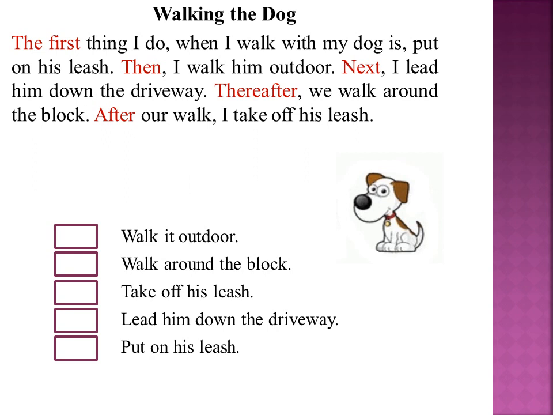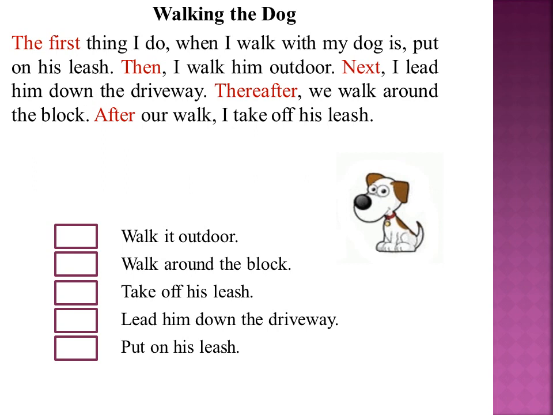Try to read the story together with me. While reading the text, focus your attention to the words highlighted in red. These words are signal words. They help you to find the order or the sequence.